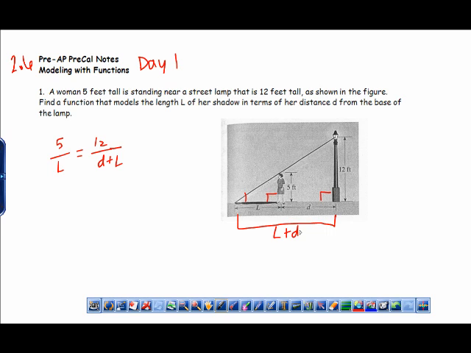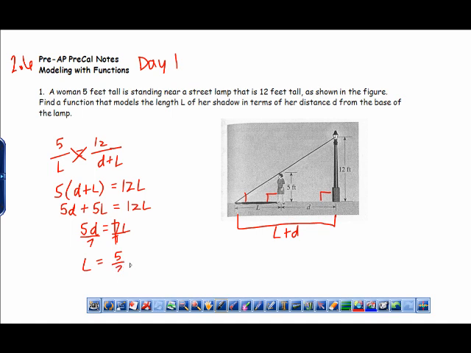This now just becomes algebra work. So maybe you're thinking of cross multiply. It's not a bad idea. 5 times D plus L equals 12L. And if I distribute this, 5D plus 5L equals 12L. Let's think about subtracting that 5L over so I can get my L's on one side. Now, sometimes we have to factor, but on this one we really didn't need to. Now, if I'm solving for L, I would now want to divide by 7. All right, so if I divide both sides by 7, I get that L is equal to 5 over 7 D.